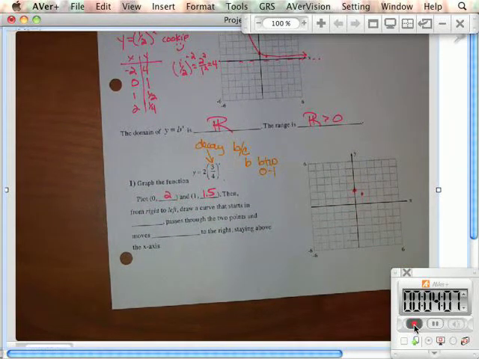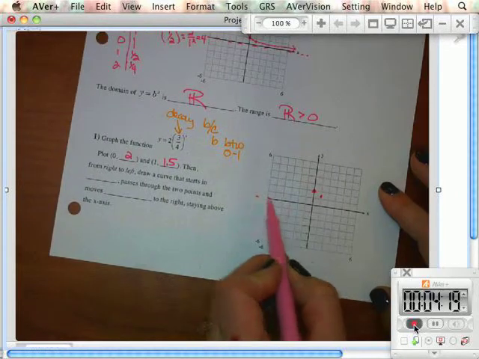Does the asymptote change here? Has there been a vertical translation at all? No, so my asymptote's still going to be what? It's still going to be here.